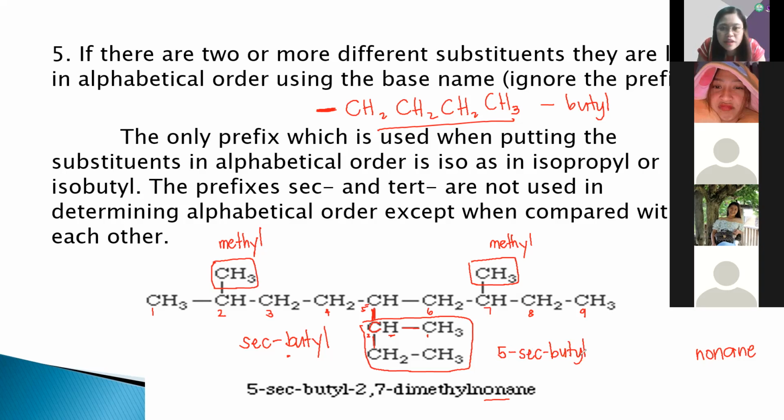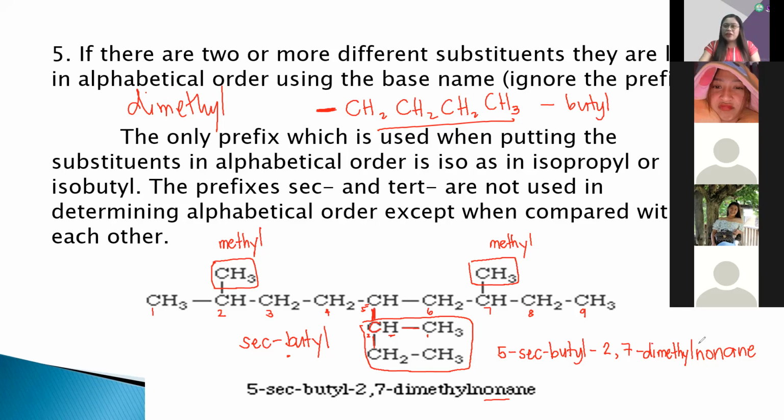Okay? That's how you write it. 5-sec-butyl. Tapos, anong next? Meron tayong dalawang methyl. So pag dalawa, di ba, we will call it dimethyl. Pero you also have to write the number of the carbon kung saan sila nakaband. The first one is bonded on carbon number 2, and then the other one is bonded on carbon number 7, and then dash, and you will write dimethyl. So, tama lang. 5-sec-butyl, 2,7-dimethyl, no name.